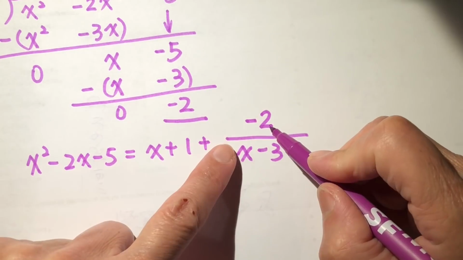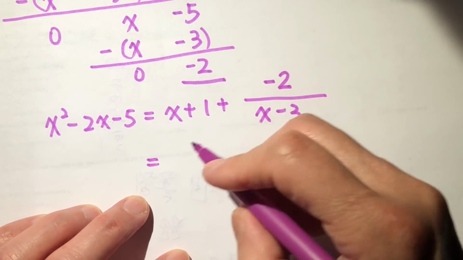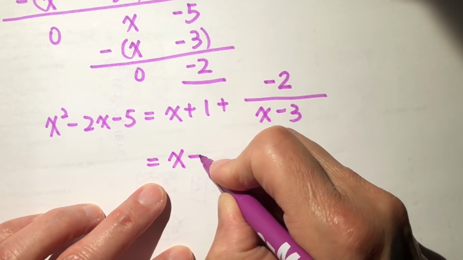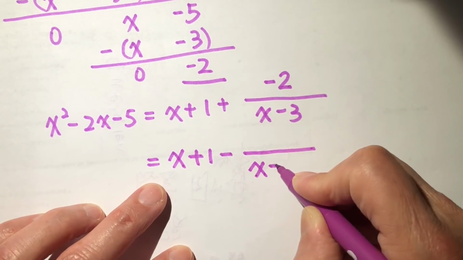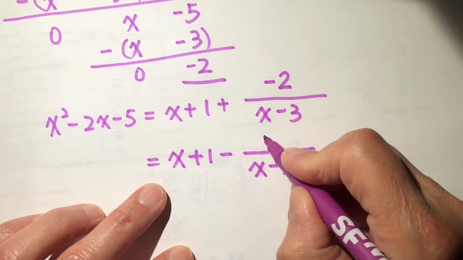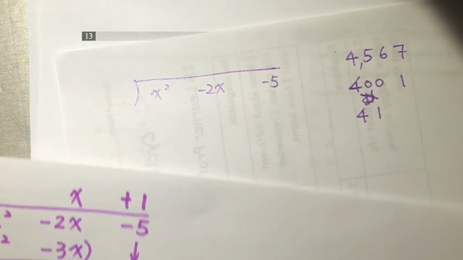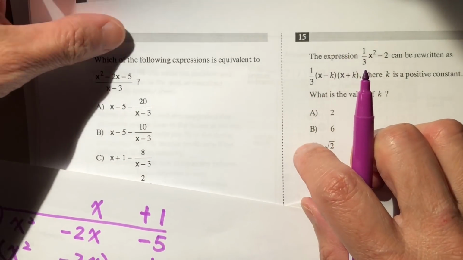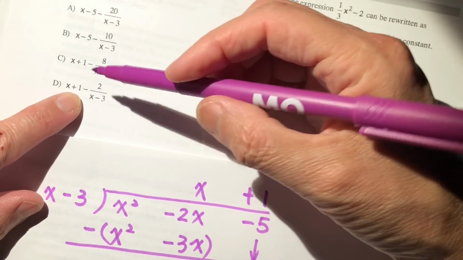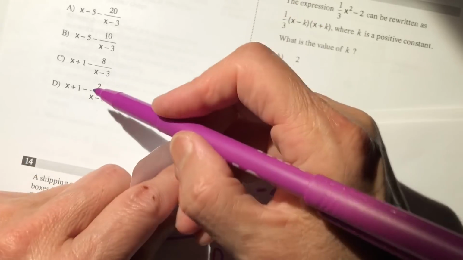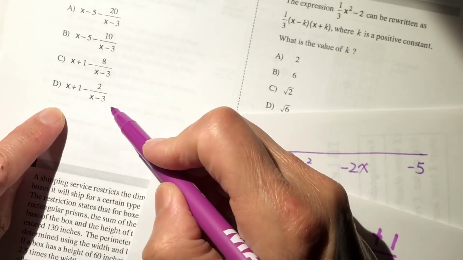I intentionally write it this way. And now we can put this negative sign out. X plus 1 minus 2 over x minus 3, the numerator is 2. Now we come back to see our answer sheet. Which one do we have? X plus 1 minus 2 over x minus 3. So the answer is D.